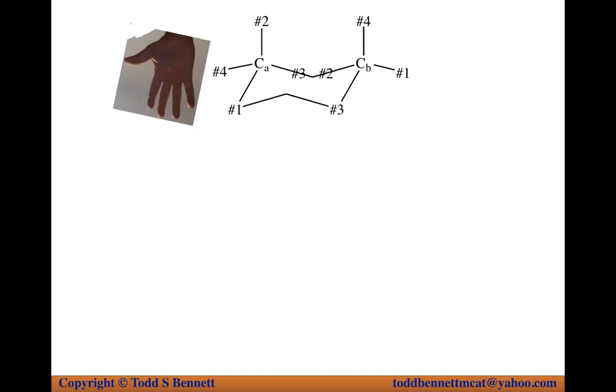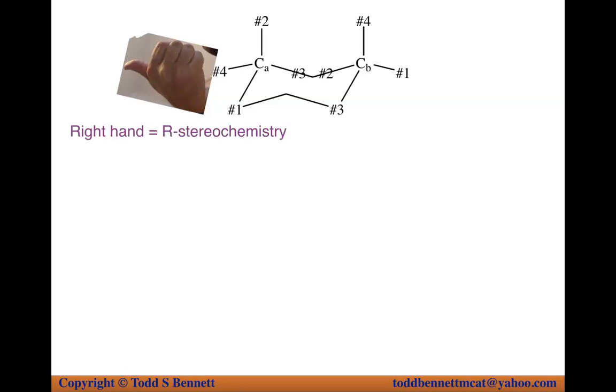I'm going to curl, and when I curl, it's going to come up. I'm going to go to 2. So notice my fingers starting to curl up. Thumb towards 4, while making sure my hand is pointing the same way the whole time. Thumb is pointing this way. My fingers are curling up until finally they curl up into 2 and start coming back down to 3. This is a right hand, so this is right-handed stereochemistry.